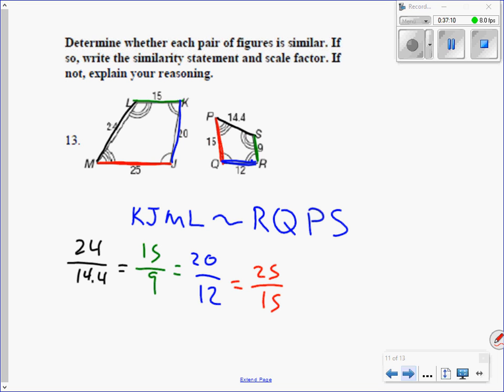What is 24 divided by 14.4? That's right. 1.6 repeating. All of them become that. Better check. But yeah, they do. I'm pretty sure. Yep.